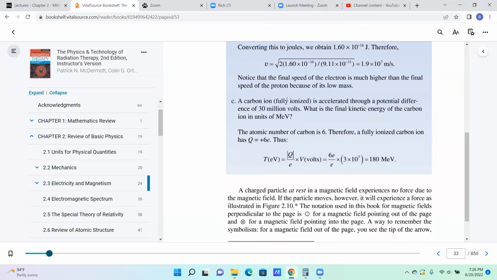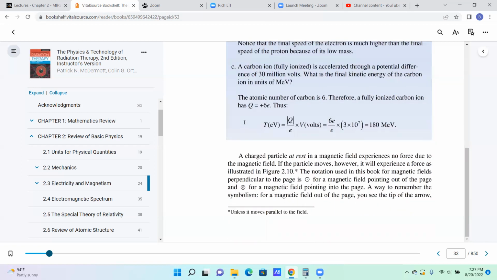If we have a carbon ion that's accelerated through a potential difference of 30 million volts, what's the final kinetic energy of that? The atomic number of carbon is 6, and therefore a fully ionized carbon ion has a charge of plus 6e. Because of that, we put in 6e here for the charge, divided by e, multiplied by this, and we come up with 180 MeV. That's a lot of energy.